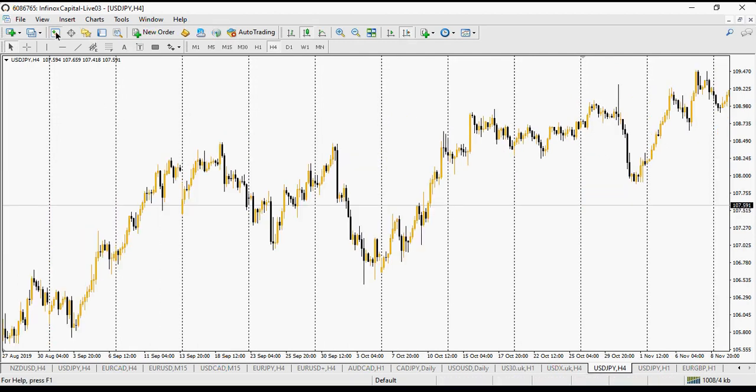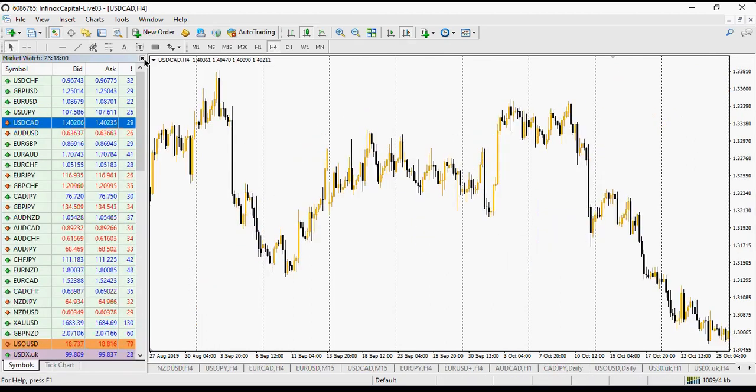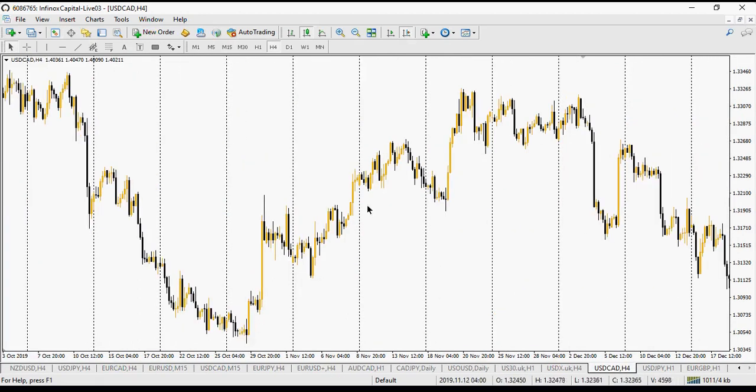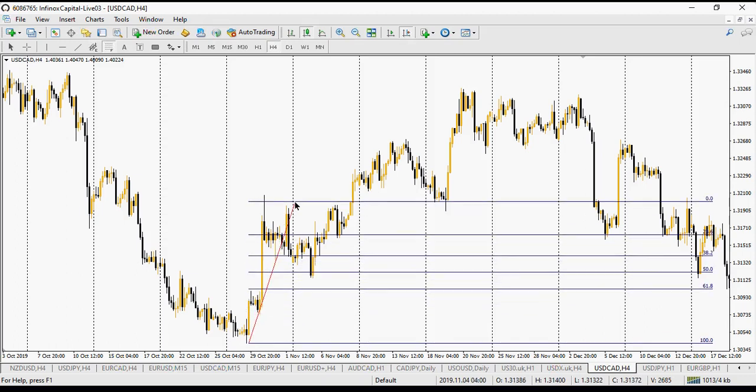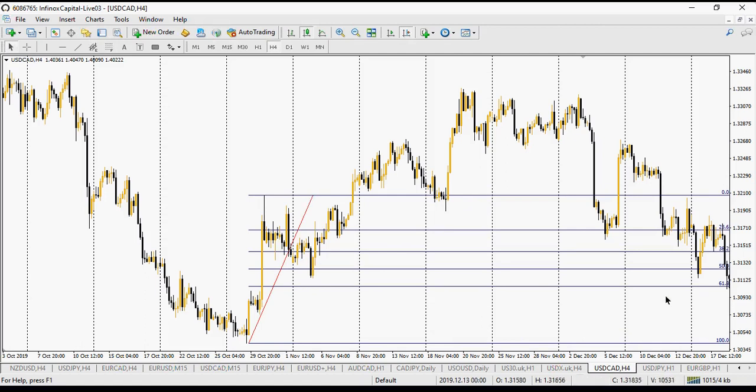Let's see some other currency pairs. Let's look at USD CAD. Now let's look at this bullish move right here, from here to here. How far did it retrace? It came in between 50 and 61.8 before it decreased.